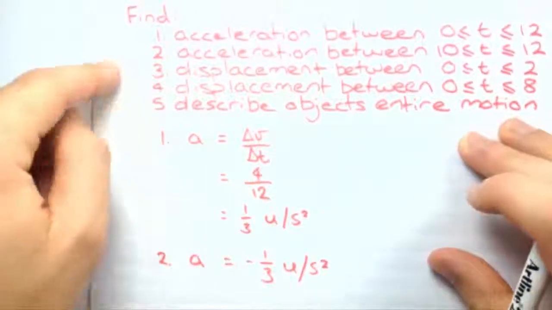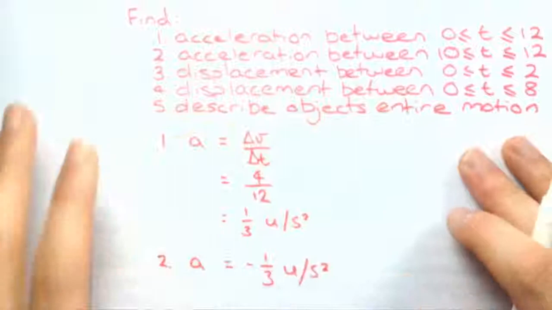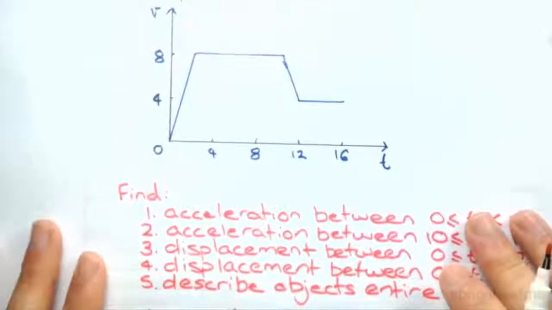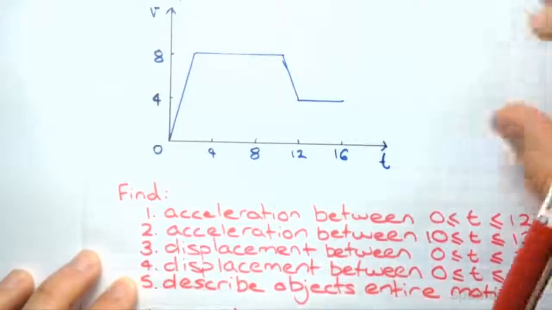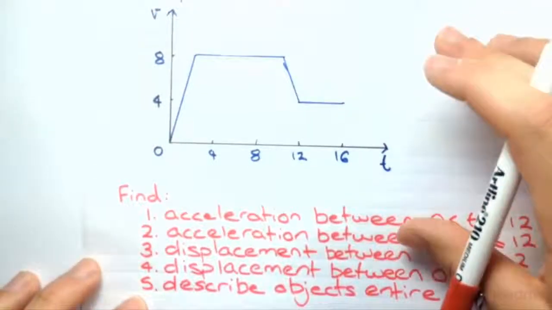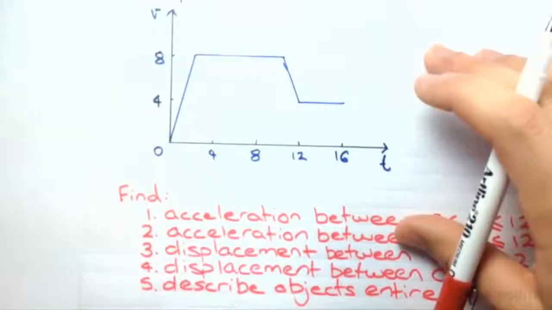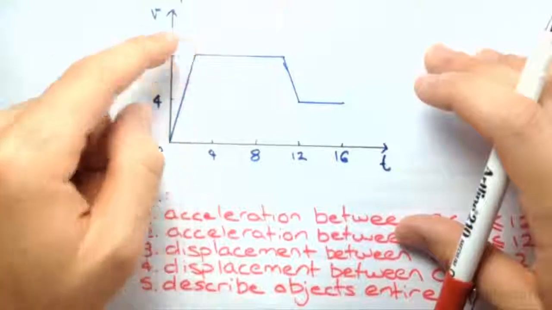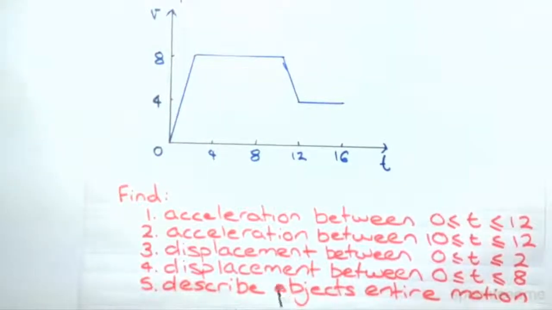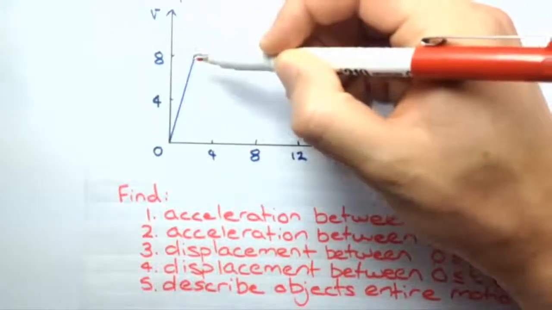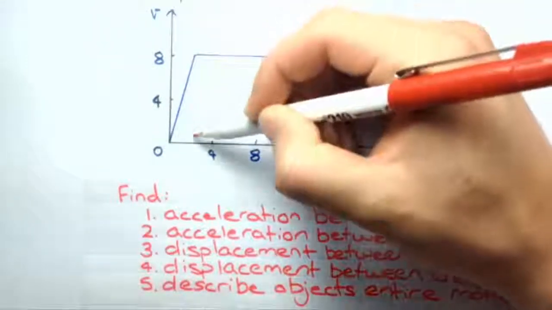Right, the displacement between time 0 and 2. Now to find the displacement, like we effectively found the derivative of the graph of a displacement versus time graph to get a velocity versus time graph, to go from a velocity versus time to displacement versus time, we just integrate. So effectively it's the area under the graph. So to find the displacement between 0 and 2 seconds, we just need to integrate the area under the graph, or find the area under the graph.